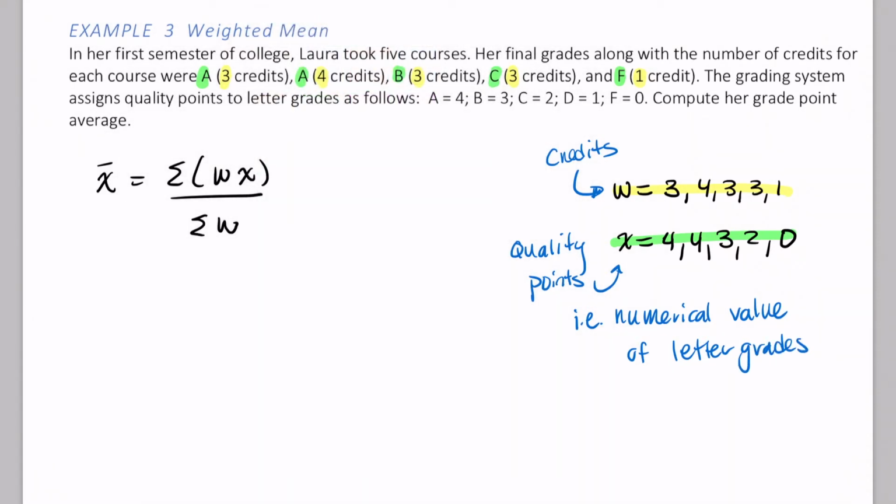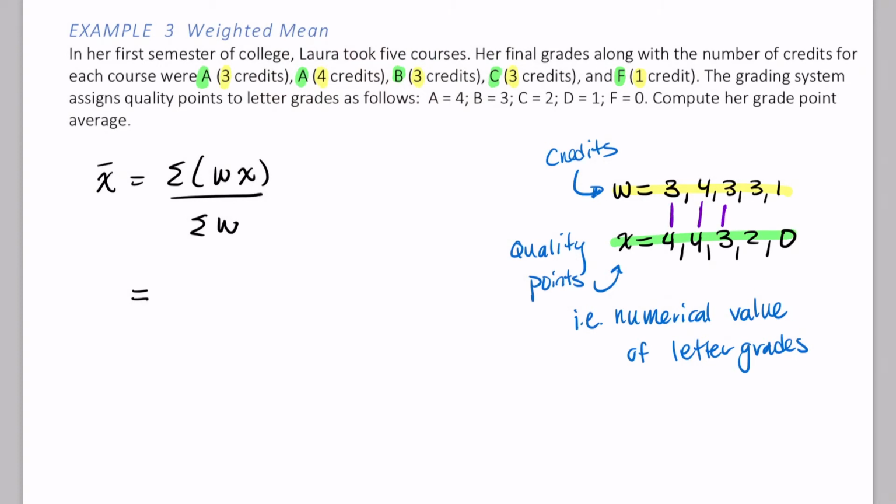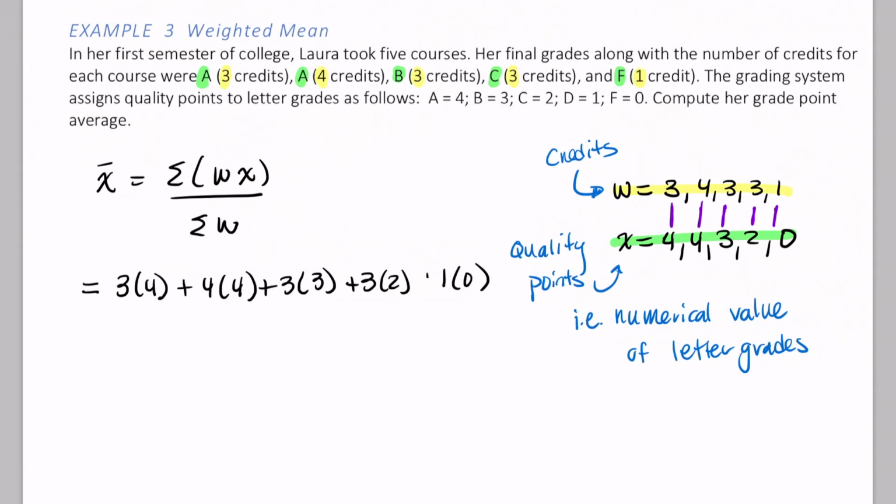Now let's use our formula. In the numerator, we're going to multiply our credits and our quality points, and here's how they correspond. They're one right on top of the other, so we're going to do 3 times 4, and I'm leaving gaps. Please leave gaps. 4 times 4, 3 times 3, 3 times 2, and 1 times 0. And again, I'm leaving gaps between all the numbers. Please do the same thing. Since we need to add plus signs in between all of them, we have to add up these products, then divide by the sum of all the weights. So add up 3, 4, 3, 3, and 1.